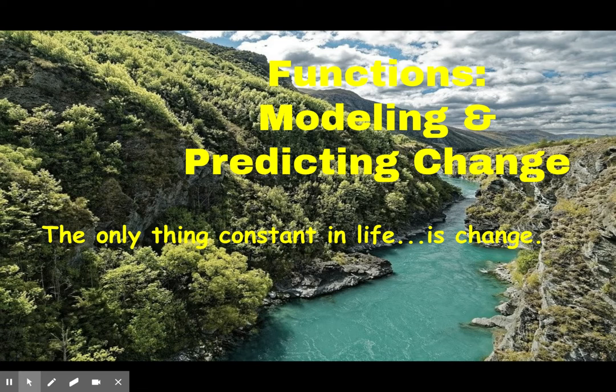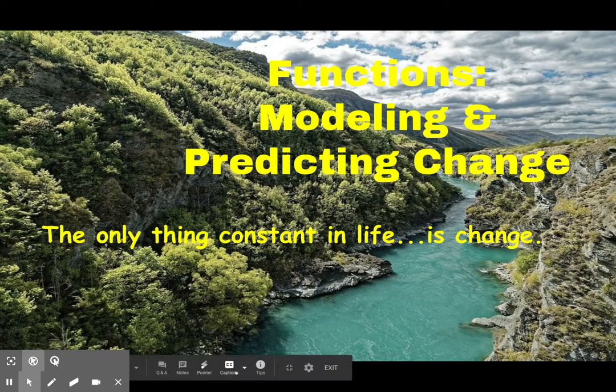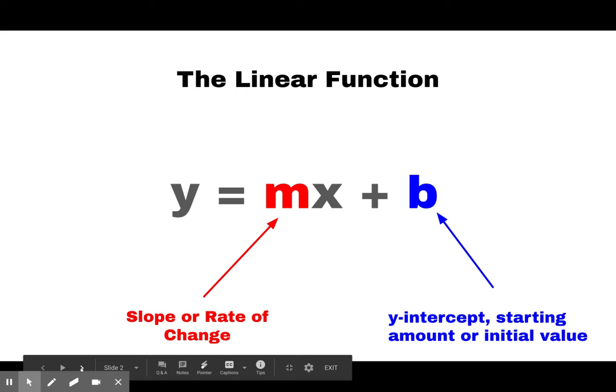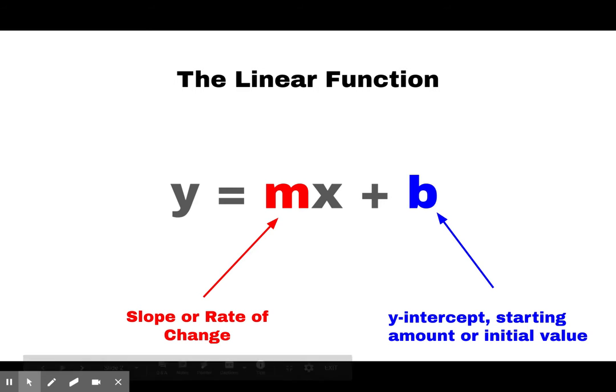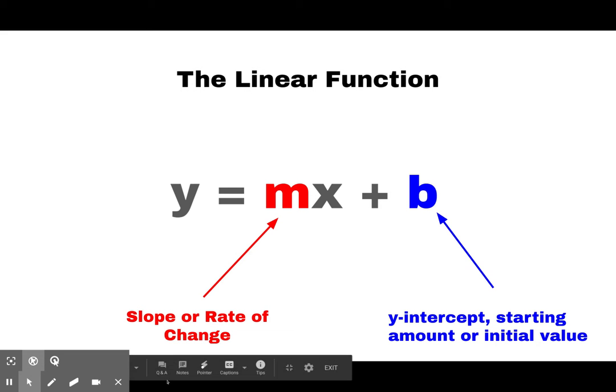So we're going to continue with functions, modeling, and predicting change. And we will go to our next slide here, which is a picture of the linear function or the linear model, which is y equals mx plus b. And last week we learned about the m letter in this linear function, and m is the slope or the rate of change. And today we will start learning about the y-intercept, which is the b value, and that is our starting amount or the initial value.